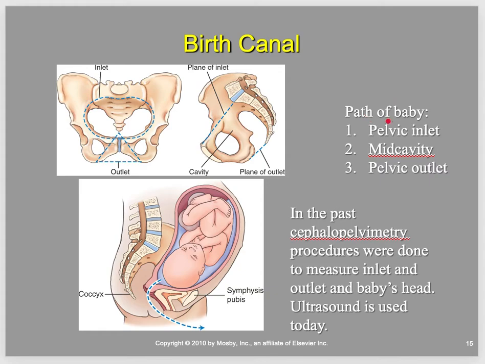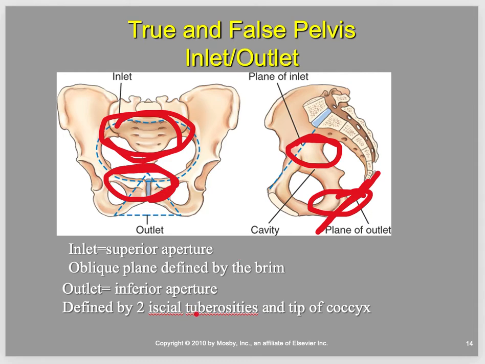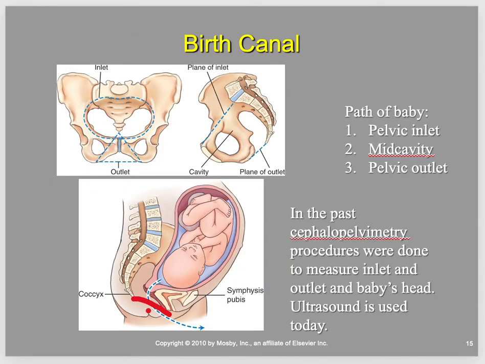So your birth canal, it's the path of the baby: the pelvic inlet, the mid-cavity, the pelvic outlet. So the outlet here, you can see this outlet. It is defined by the coccyx and the ischial tuberosities. Okay, so the ischial tuberosities here. So this is the inlet of the pelvis, and then this is the outlet of the pelvis. So the baby sitting in the sac here will come down to the inlet and then out through the outlet.